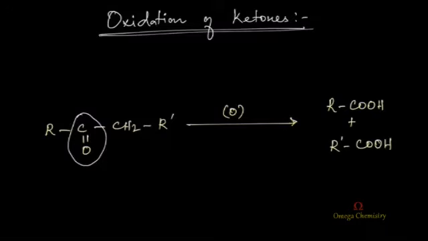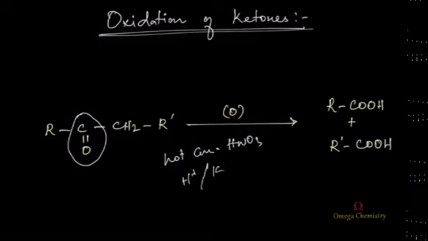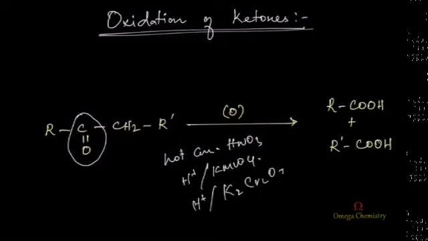Hence, mild oxidizing agents like Tollens reagent, Fehling's solution, and bromine water can oxidize only aldehydes, but cannot oxidize ketones. And we exploit this to differentiate between aldehydes and ketones. We know that ketones can be oxidized only under vigorous conditions. So I need to use either hot concentrated nitric acid, or acidified potassium permanganate, or acidified potassium dichromate. Any of these reagents should be used so as to oxidize ketones.